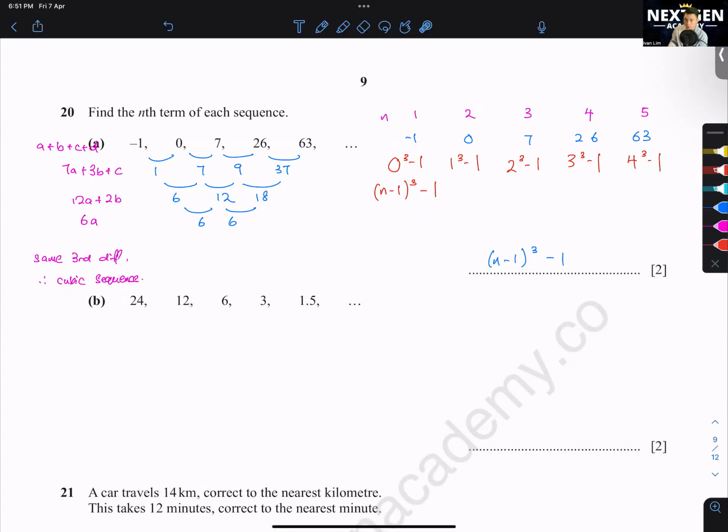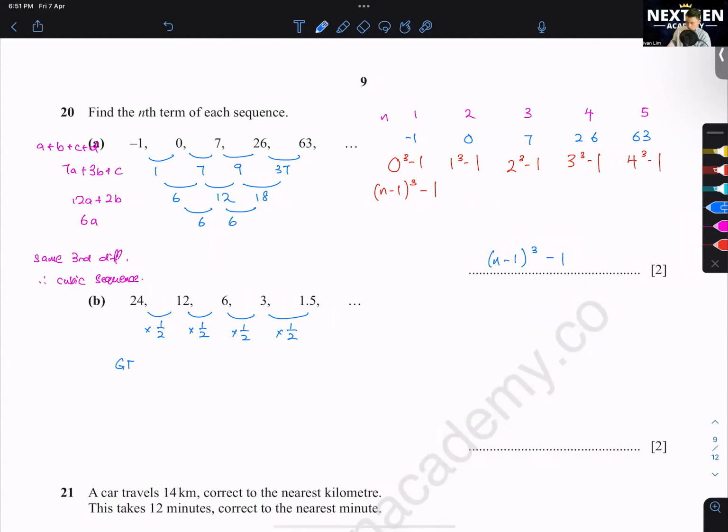Question B. What sequence is this? 24, 12, 6, 3, 1.5. Okay, geometric sequence, right? When we do geometric sequence, divide 2, but we don't write it as divide. What do we write it as? Times 1 over 2. We don't write it as divide. Even though geometric sequence is a times and divide, but we always relate it to times so that we can put it into the formula.